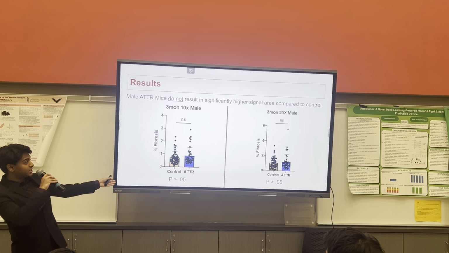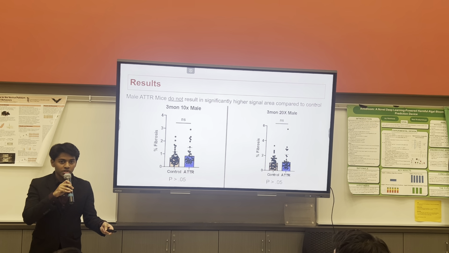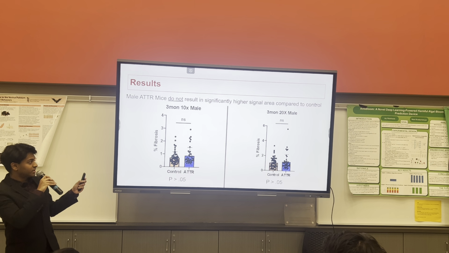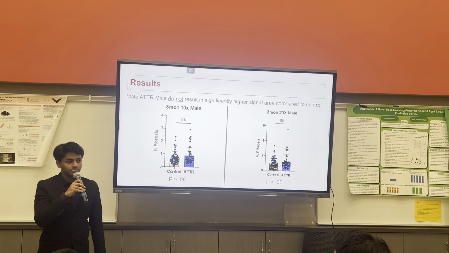So what this does is basically eliminate the need for that. Going back to your question, what it does is essentially minimize the need for that polarized lens.